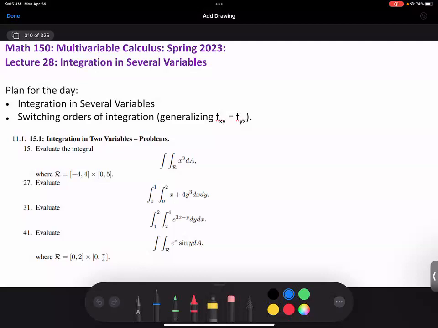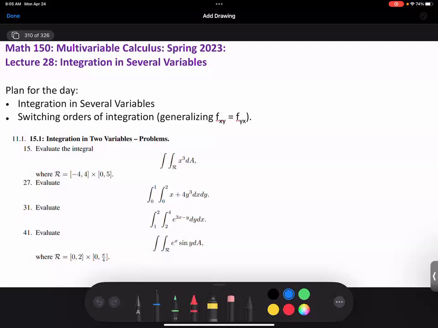And then in the next class, we'll continue and we'll start talking about switching orders of integration and how you integrate over different regions. Or maybe we'll do that on Friday, and maybe we'll do an application on Wednesday. I want to give you a sense of why we actually care about all this stuff.